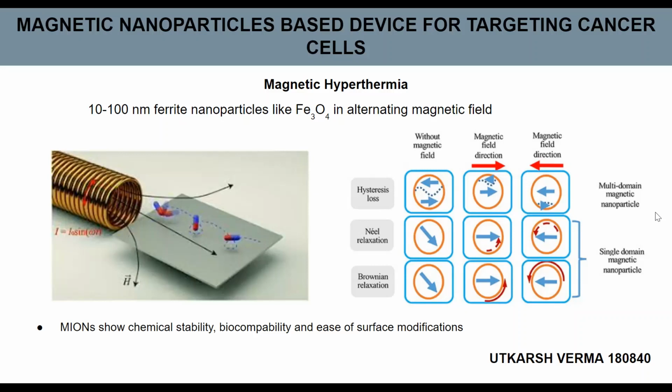So now, what are the magnetic material properties of myons which allow them to create this heating effect? The magnetic properties of myons arise from the presence of ions with different valency in their crystal structure. For example, Fe3O4 consists of 2 trivalent and 1 divalent ion. Unpaired electrons result in parallel magnetic moments that do not cancel out, and thus are subject to strong spontaneous magnetization.